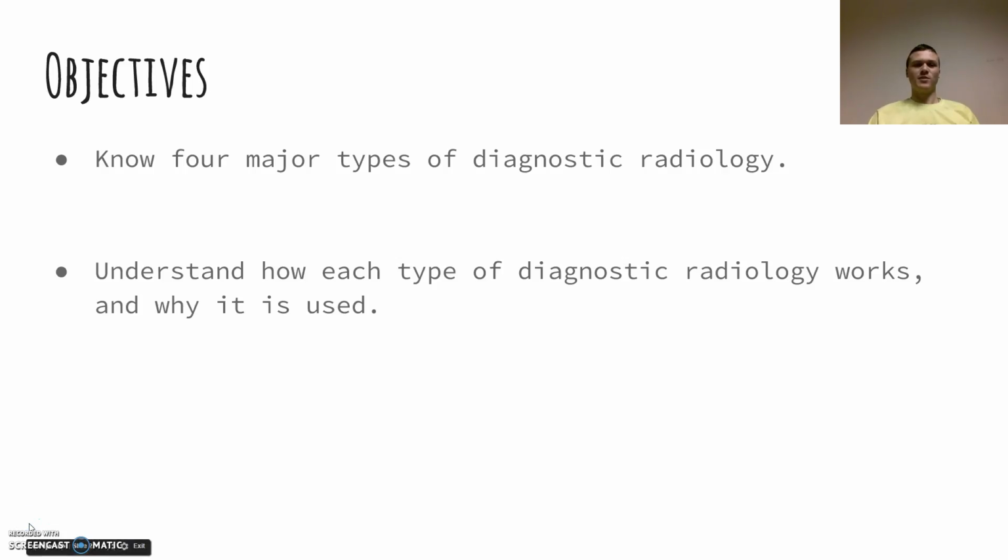Okay, so today we're going to be discussing radiology and some main types of radiology, including CAT scans, MRIs, x-rays and ultrasounds. By the end of the lecture today, you should be able to understand how they work and what they're used for, including diagnostic procedures and other things.